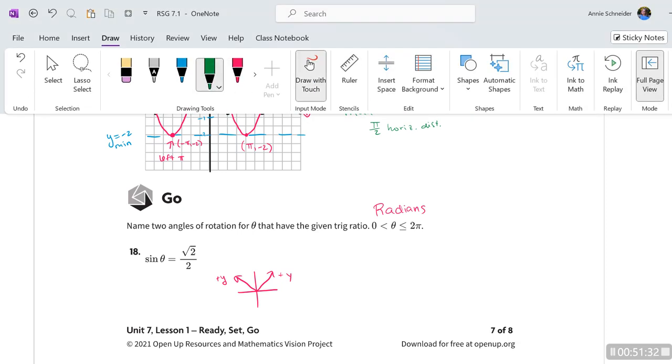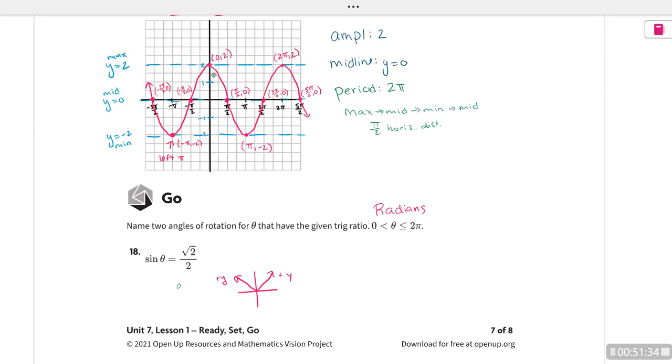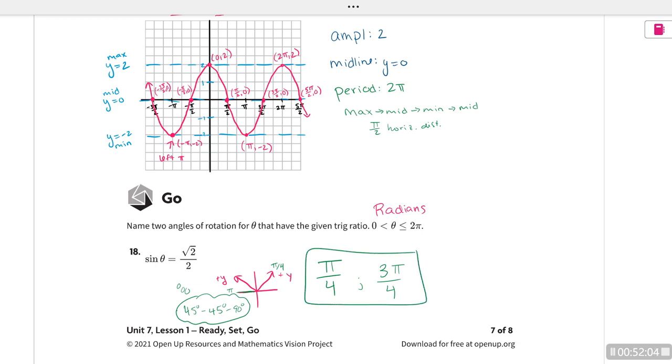And this is the square root 2 over 2. We should really think of that 45, 45, 90 triangle. But since we're in radians, 45 degrees is equivalent to pi over 4. So one of our answers is going to be pi over 4. That's this first quadrant. Now remember that this line right here is pi. So for pi over 4 above pi, our second answer is going to be 3 pi over 4.